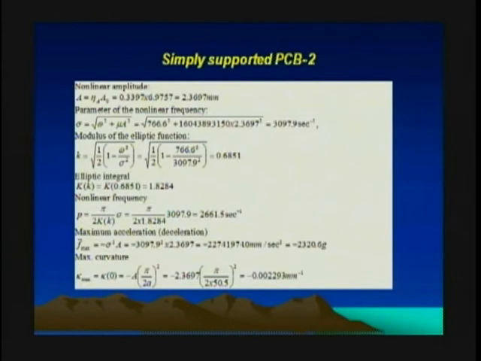So the deviation of the k value from 0 is an indirect indication of the level of nonlinearity. The elliptic integral, in the case of linear vibrations, would be pi divided by 2, which is 1/6 something, and here it's 1/8 something. Nonlinear frequency, 2066.1. So you see it's a little bit lower than the parameter of nonlinear frequency. Maximum acceleration is huge, 2320. Maximum curvature is also calculated.